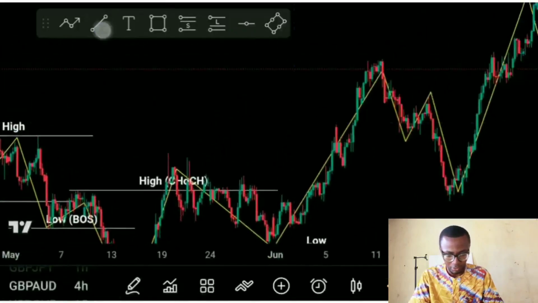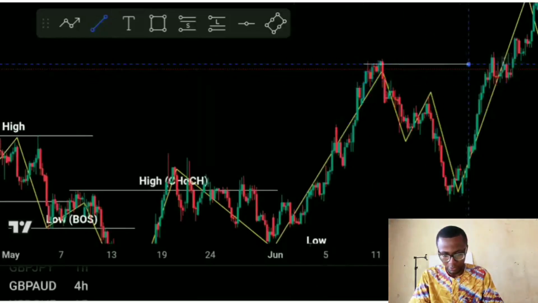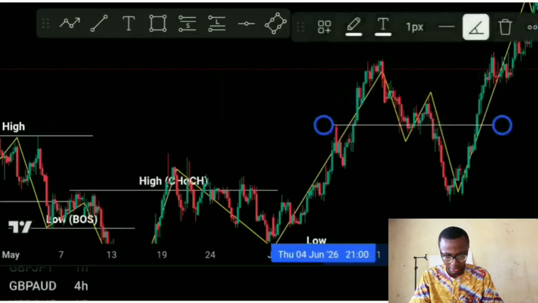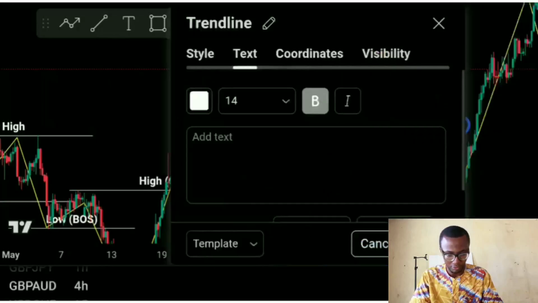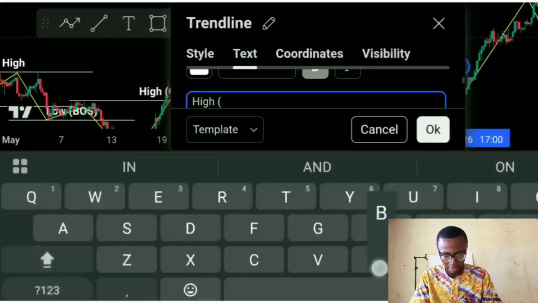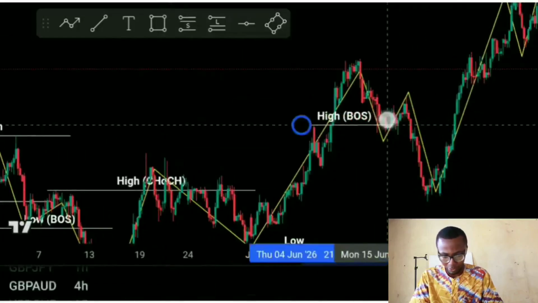Now, look at this high here. This high here was broken here. And before that high was even broken, there's a breakout here, actually. So that is high break of structure, high BOS. Let me just use brackets: break of structure. So the high was broken here.